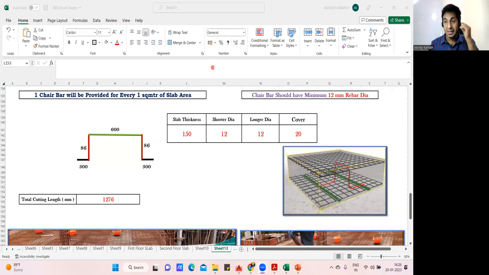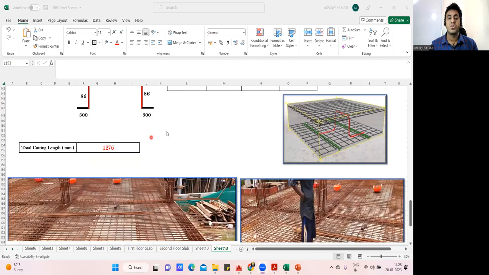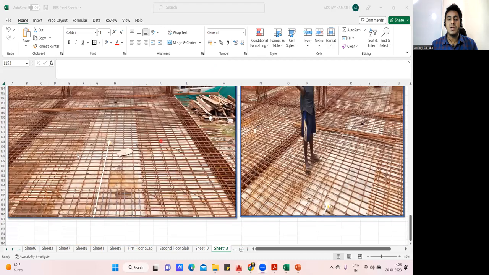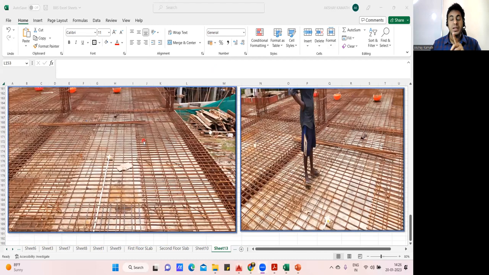So once we have done the slab BBS, the last thing which is left out is about the chair reinforcement. If you see it practically, this is the kind of slab we had done. We had the bottom mesh, shorter and longer. Then we had provided the top mesh, isn't it? That is a top extra bar. And then the distribution bar was there.